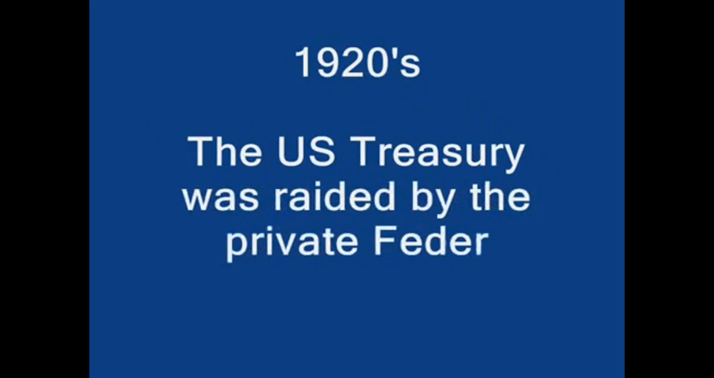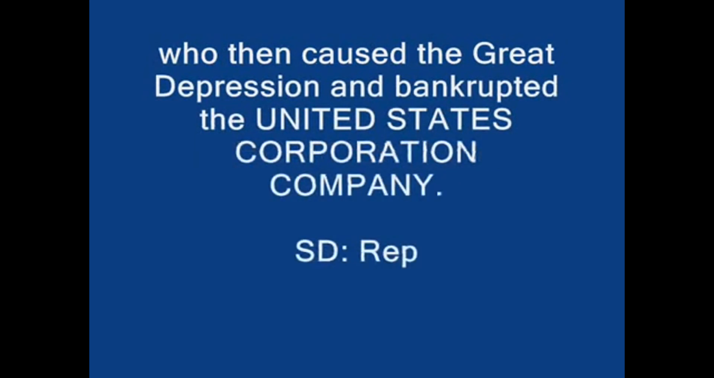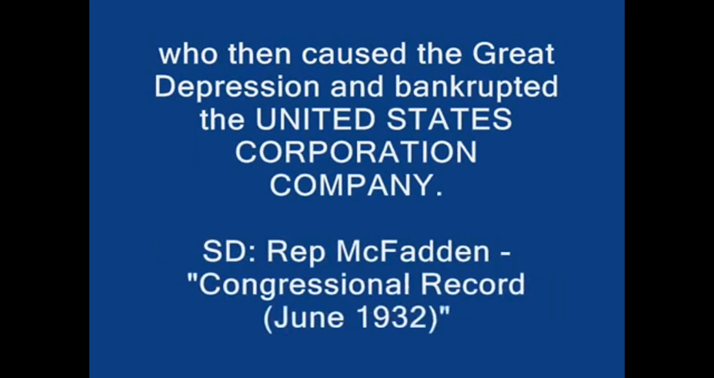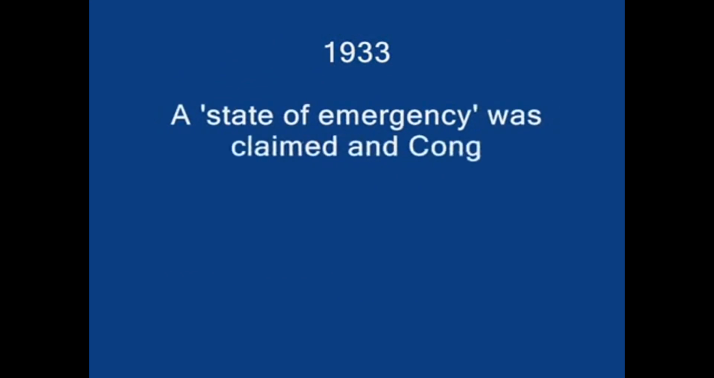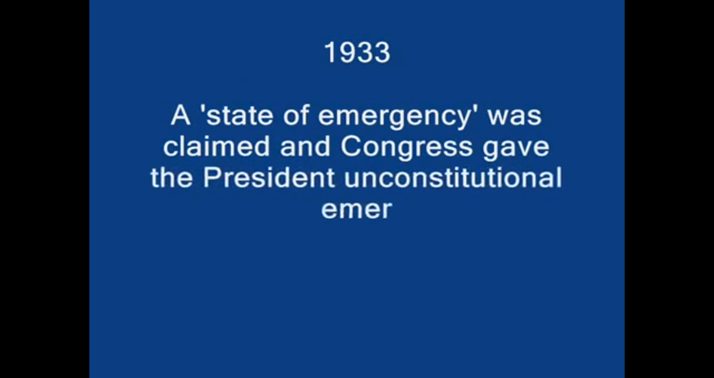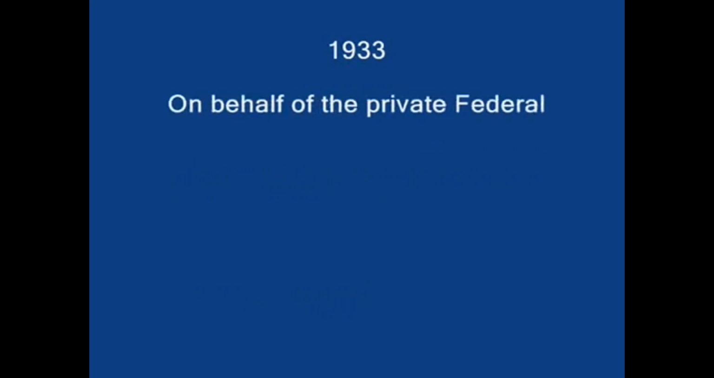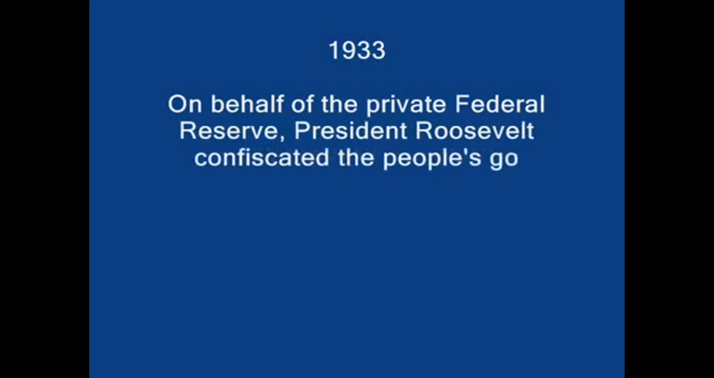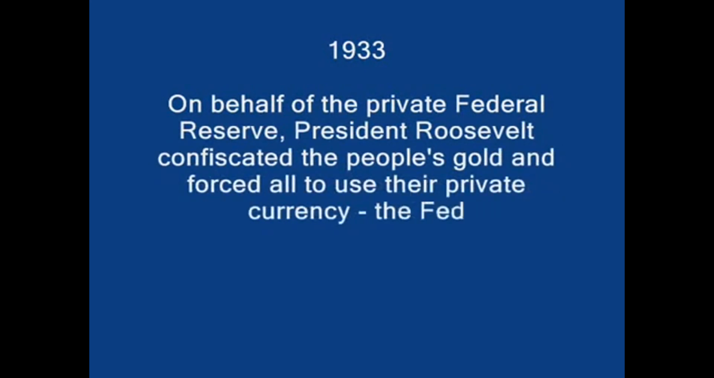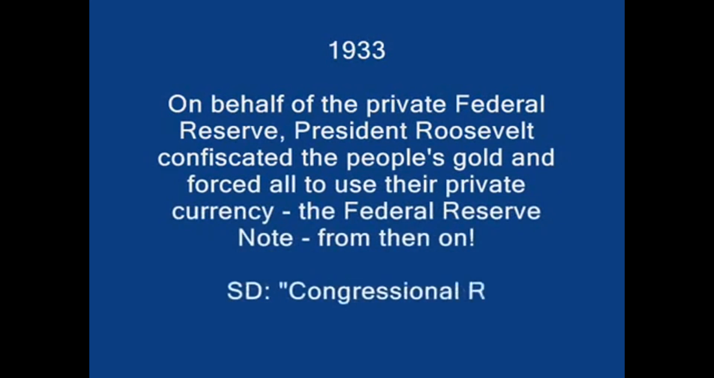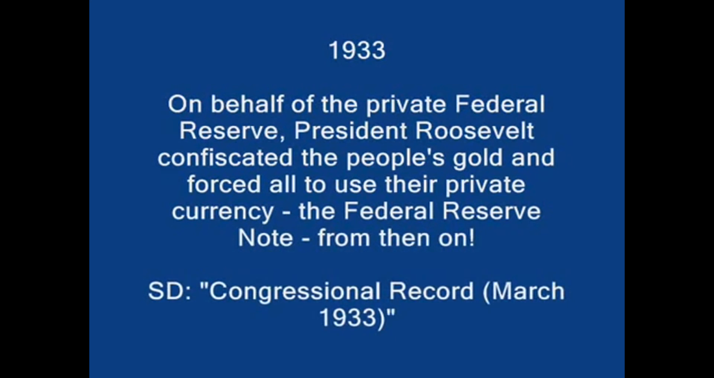1920s. The U.S. Treasury was raided by the private Federal Reserve bankers, who then caused the Great Depression and bankrupted the United States Corporation Company. Source document: Representative McFadden, Congressional Record, June 1932. 1933. A state of emergency was claimed, and Congress gave the President unconstitutional emergency powers. Source document: Congressional Record, March 1933. On behalf of the private Federal Reserve, President Roosevelt confiscated the people's gold and forced all to use their private currency, the Federal Reserve note, from then on. Source document: Congressional Record, March 1933.